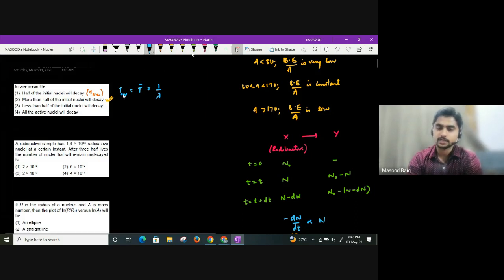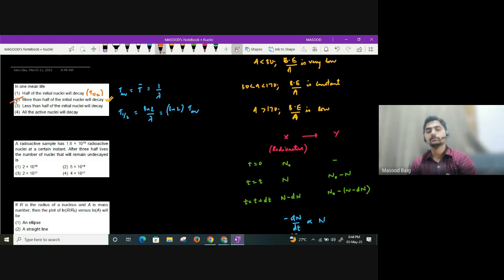You will get average life or mean life as 1 by lambda. Half life, you will get it as ln 2 divided by lambda, or I can write it as ln 2 into t average also. This is the relation between half life as well as average life. So which of the statements will be correct? In one mean life, almost 63% will get decayed. Okay.